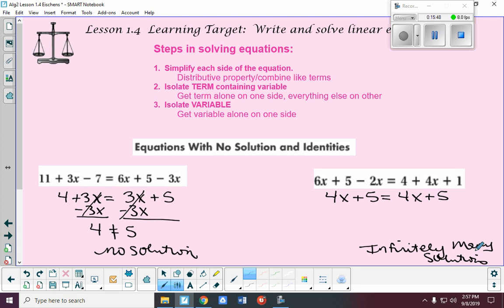Now, if you didn't recognize that right away and you just were solving, okay, oh, these cancel, you have 5 equals 5, true statement. So when you're solving and your letters go away and you just have a true statement, it means there are infinitely many solutions. Those are also called identity problems.